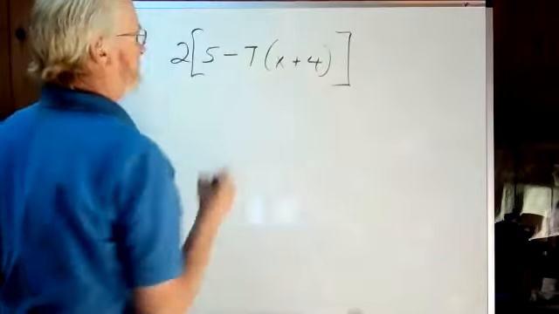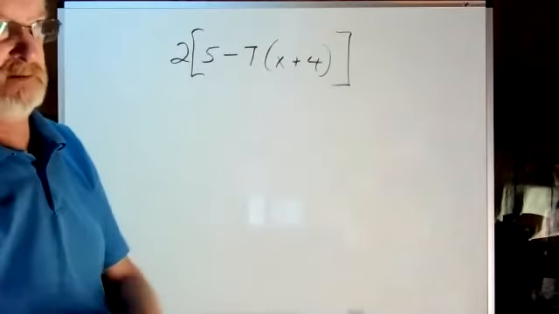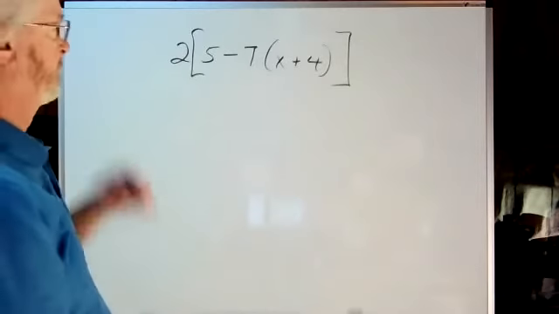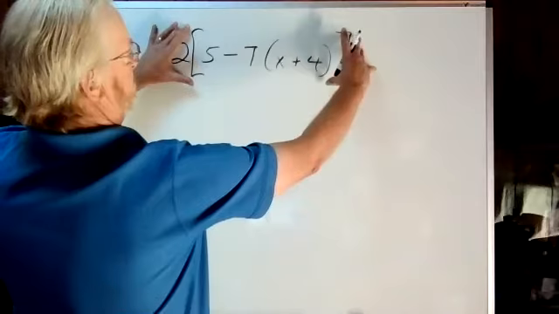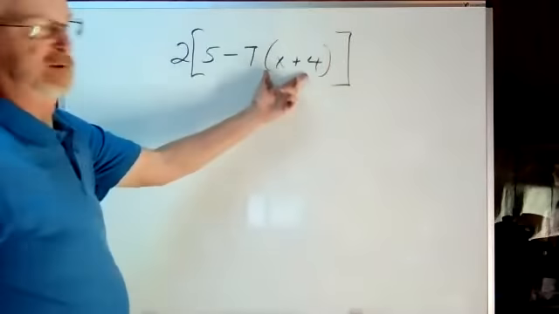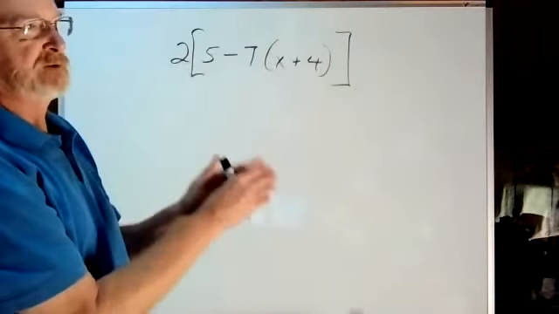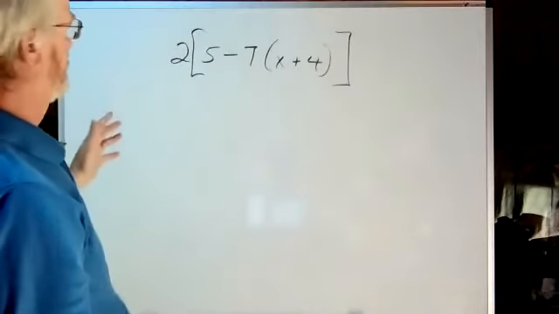That's supposed to look like a 7. Here I made up something with a couple layers of grouping, an order of operations problem. Well, I've got brackets because inside of the brackets I have another grouping with parentheses. So always work from the innermost grouping, simplify starting inside and work your way out.